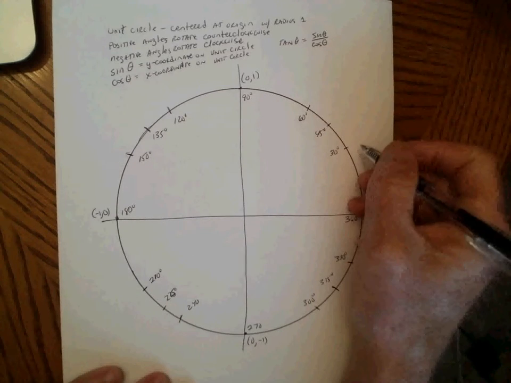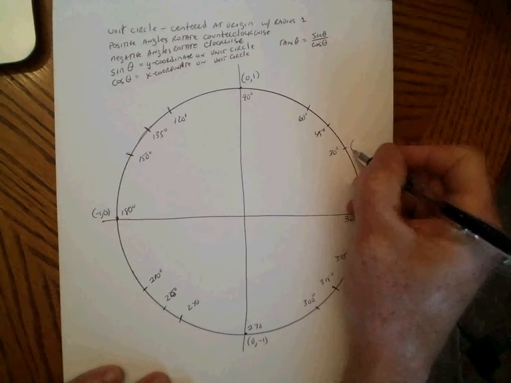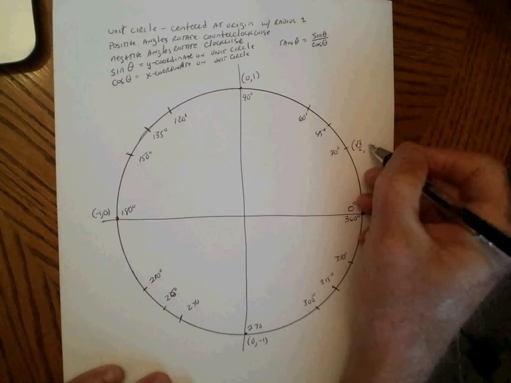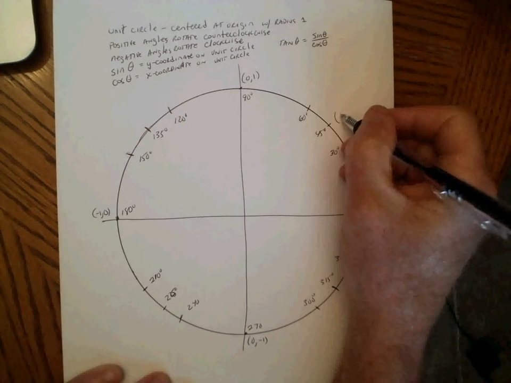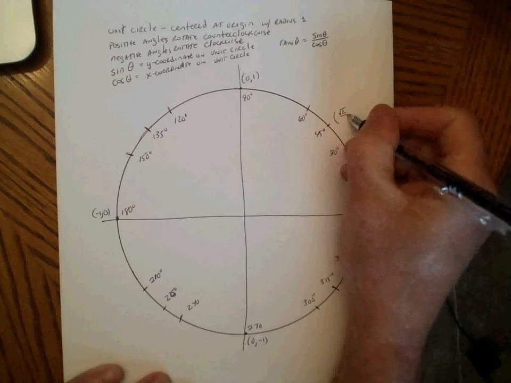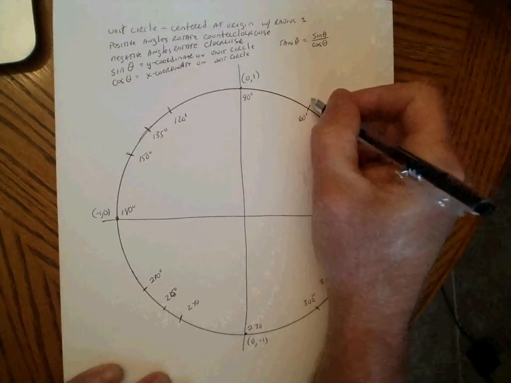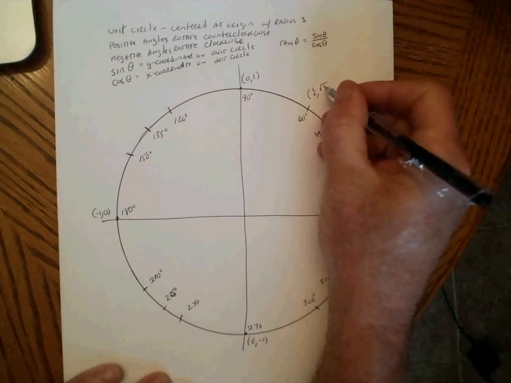Now, you can remember the triangle proofs that we did before. You can look back at the videos. But we can recall that at 30 degrees the cosine is the square root of 3 over 2, and the sine is 1/2. And here, at the 45-degree angle, cosine is square root of 2 over 2, sine is square root of 2 over 2. And in the 60-degree angle, the cosine is 1/2, and the sine is the square root of 3 over 2.